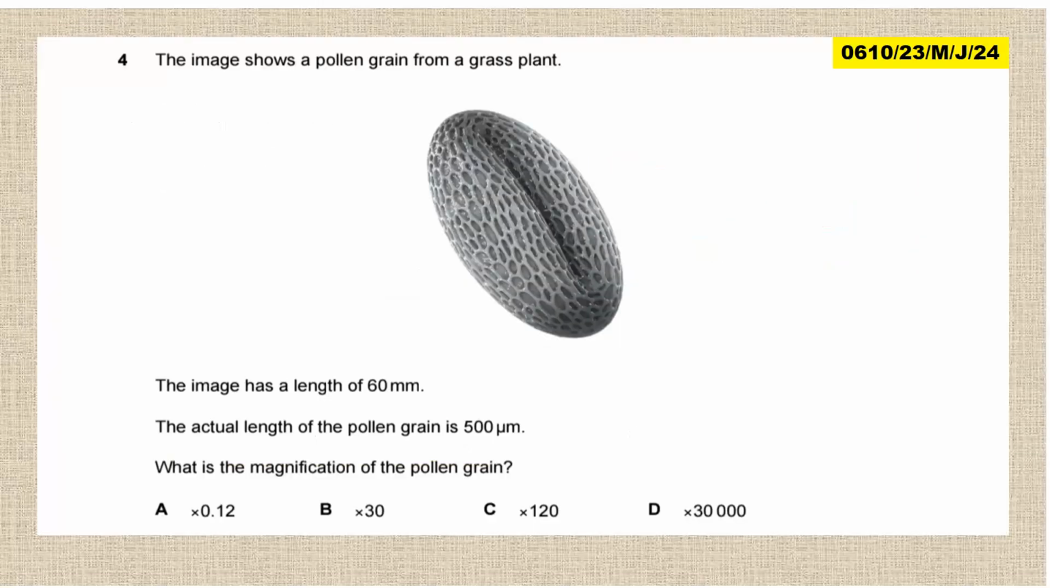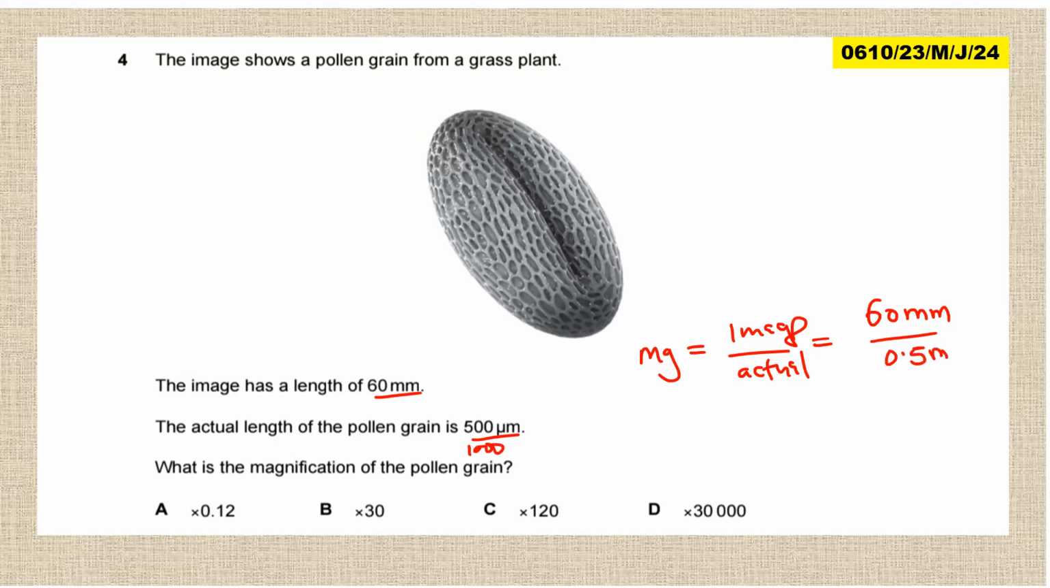This one comes from paper 2, variant 3, May/June 2024. The image shows a pollen grain from a grass plant. The image size is 60 millimeters, and the actual length is 500 micrometers. Magnification is equal to image divided by actual size. It is very important to take note of the unit. 60 millimeters is okay. Now, the actual length is in micrometers, so divide this one by 1,000, and it's going to give us 0.5 millimeter.